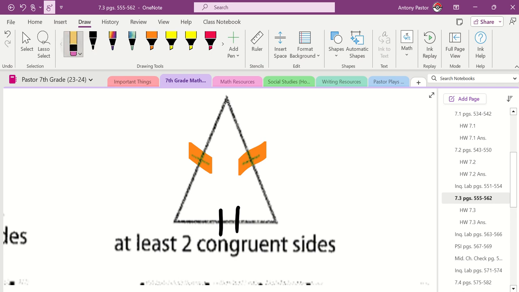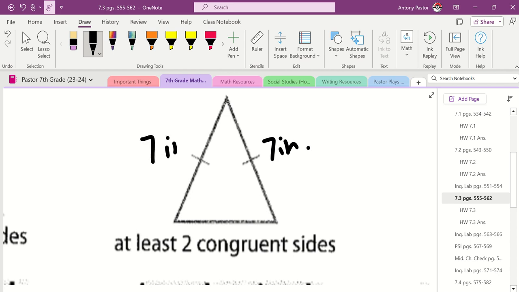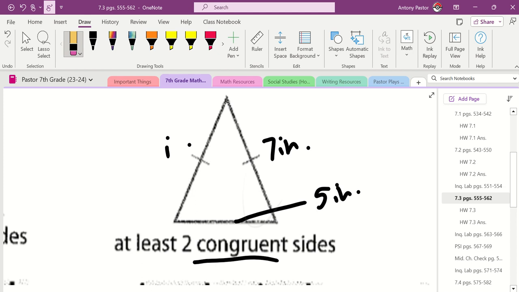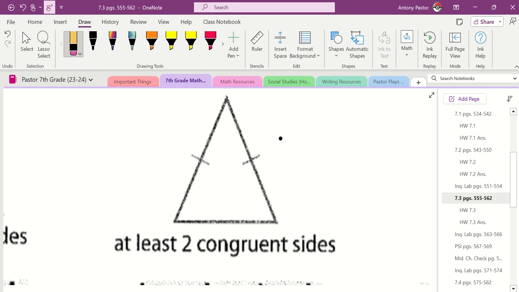Yeah, add the measurements. So I can say that this is 7 inches. This side is also 7 inches. This side would be 5 inches. That shows that this side and this side are the same measurement, meaning they are, ladies and gentlemen, congruent. Again, an isosceles triangle is if two sides are the same.